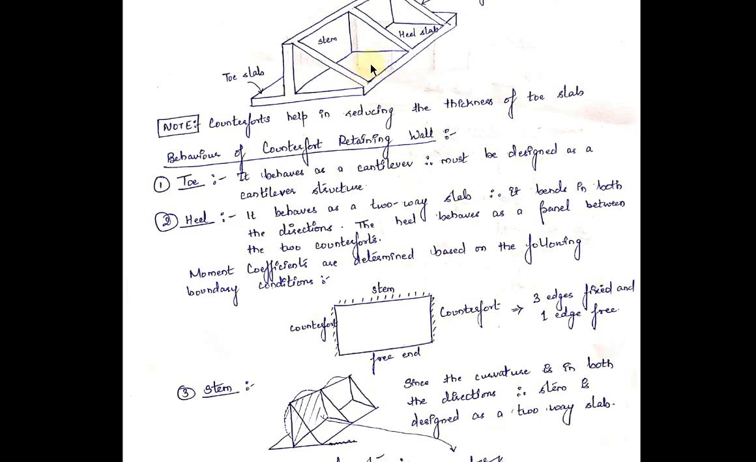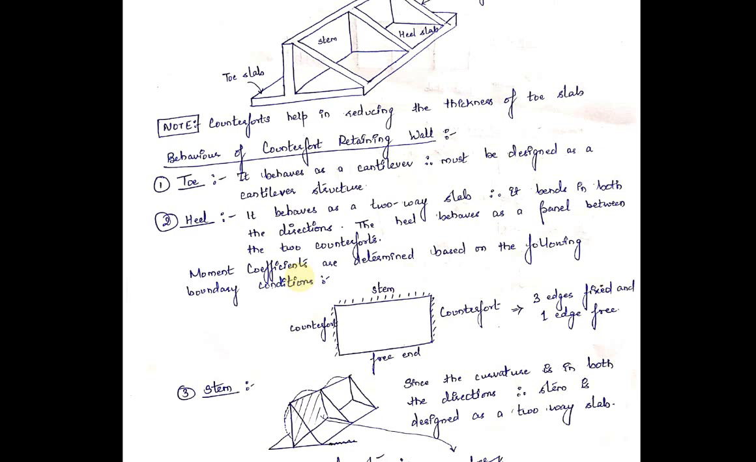And what kind of panel will it be? It will act as a two-way slab because it will bend in both the directions, in the x direction also and in the y direction also. See, when we do the design of the heel slab, we will design it as a two-way slab. So we know that when we design any slab as a two-way slab, then we require the moment coefficients from the IS 456 Appendix D.